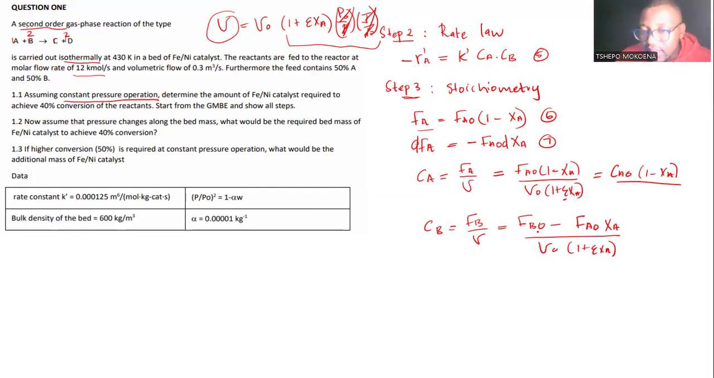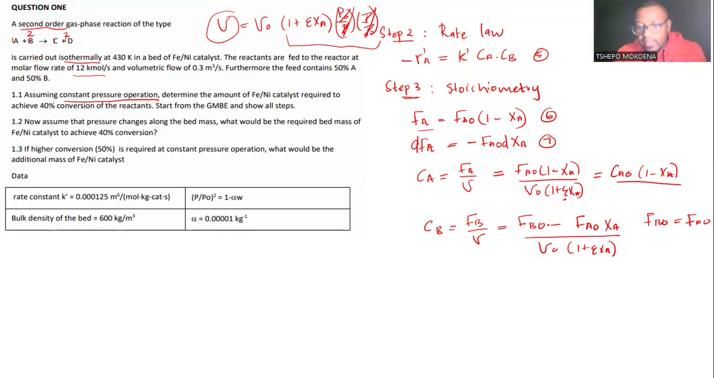So now in this case, I said to you, either you look at it this way: the concentrations of A and B at this point in time are the same, or you can simply say the molar flow rates of A and B are the same. So meaning FBO is going to be the same as FAO, right? Because we have an equal number of everything initially.